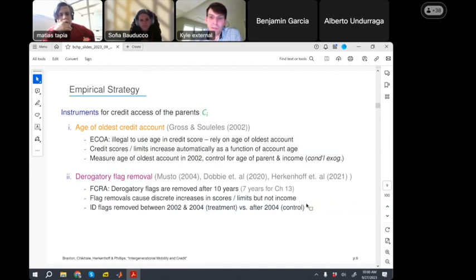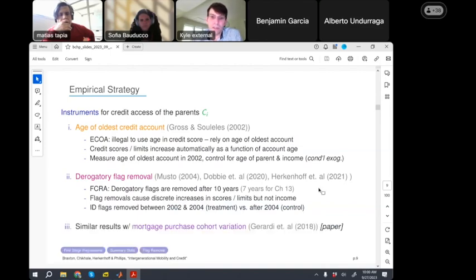In the paper, we have a third instrument, which is mortgage purchase cohort variation. I'm not going to show you that. But because we have multiple instruments, we can run overidentification tests. The J test is notoriously underpowered, with the hypothesis being that at least one of the instruments is valid, but the intuition is very simple. You take one of the instruments, you run your IV and you save the residuals, and you check if it's correlated with the other instruments.